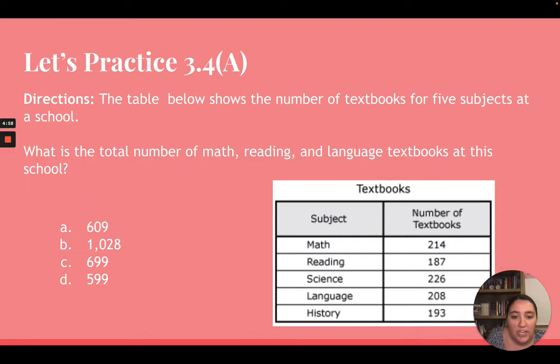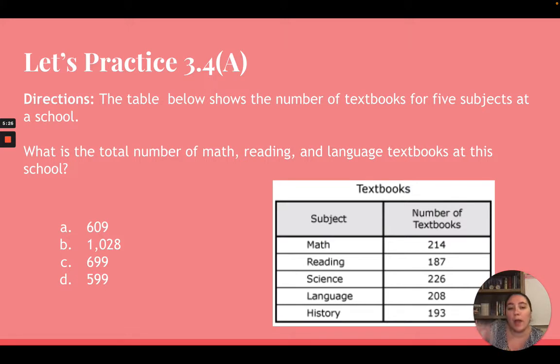So for language, I come down, that's science, and then I have language. And right over here for number of textbooks, it says 208. So L equals 208. So I go back and I remind myself, what operation am I doing? What is the total number of math, reading, and language textbooks at the school? So total tells me that I am adding. So now I'm going to add up all those values.